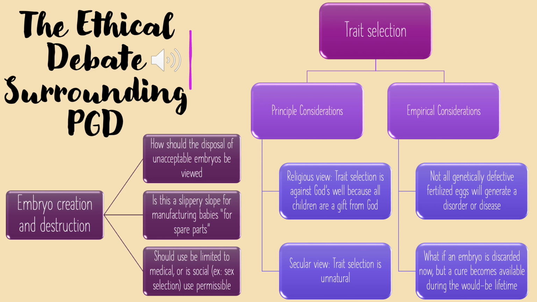And then also a utilitarian view would be, what if we discard an embryo now because it has this potential for this disease or disorder, but then there becomes a cure during what would be the lifetime of that individual? So I think of something, not that there's technically a cure for breast cancer, but I think of somebody who maybe has a BRCA1 or BRCA2 gene, and that embryo was discarded 20, 30 years ago because at that time breast cancer was pretty much a death sentence.